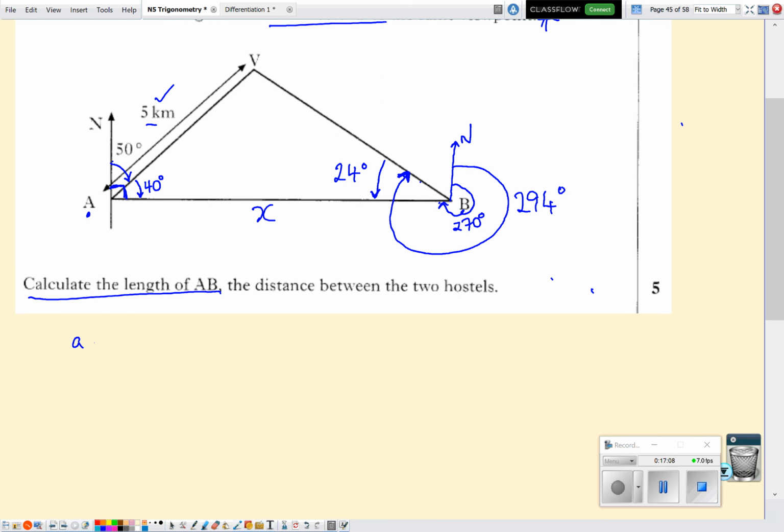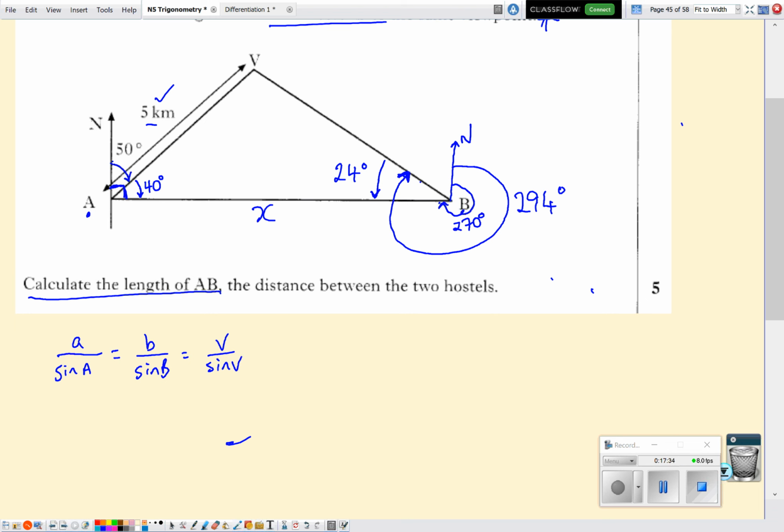Write out the sine rule. Now I'm finding a side, so my sides go on the top. Remember, if it was a sine rule question where you're going to find an angle, put the angles on the top, sine A over A, and so on. But since I'm finding a side, I'll do A over sine A equal to B over sine B equal to V over sine V. Right, happy days.